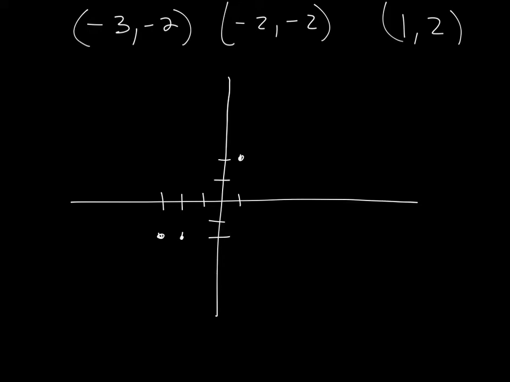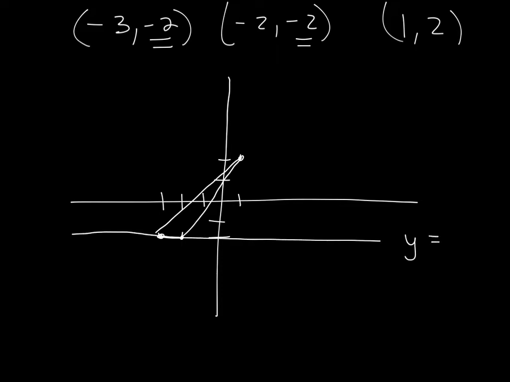Okay, now this is a weird looking graph. Did I graph this right, guys? Okay, good. All right, well, if you notice here, I got -2 and -2 as my y values, right? So this line is y equals -2 because it's a horizontal line, right?